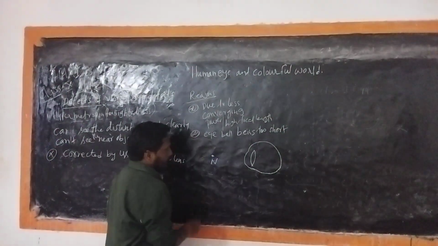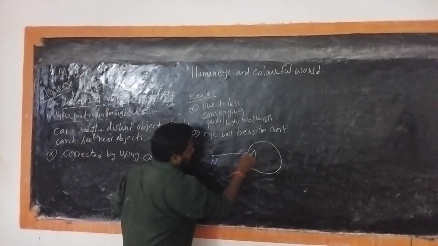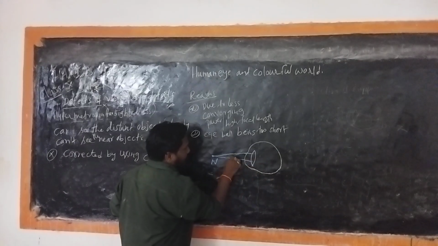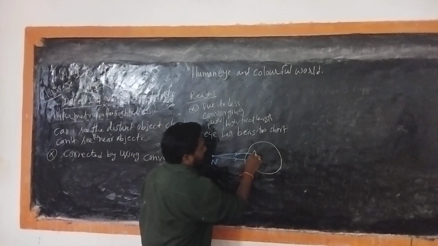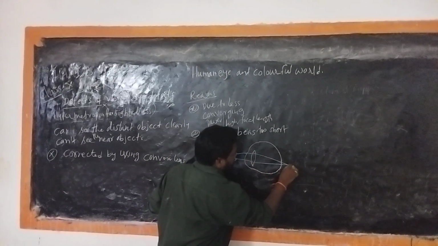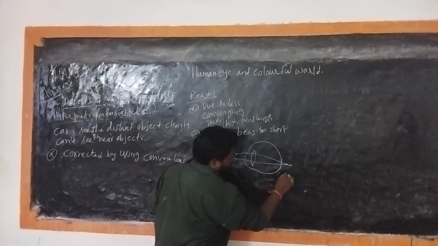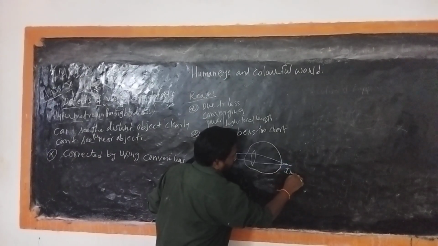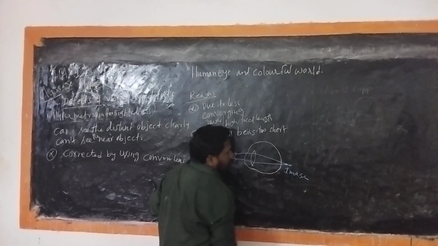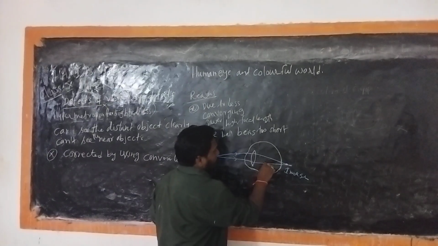So, in the case of near objects, these are diverging light rays. After the diverging light rays pass through, they meet behind the retina. So here the image of an object is formed.